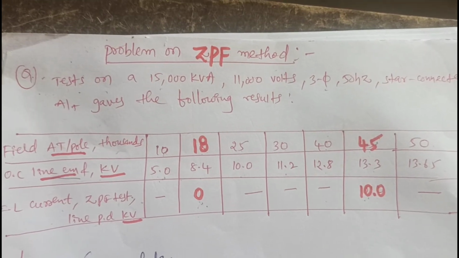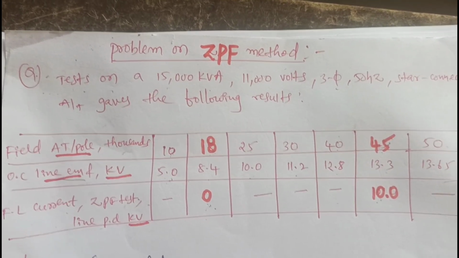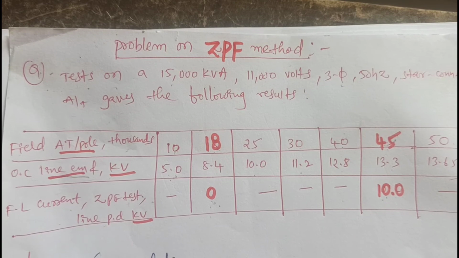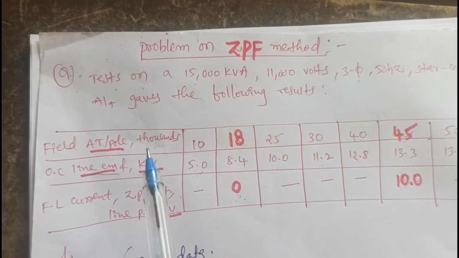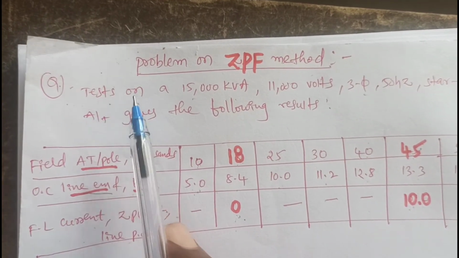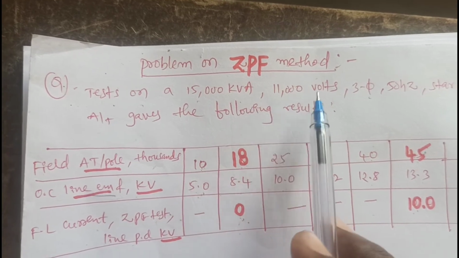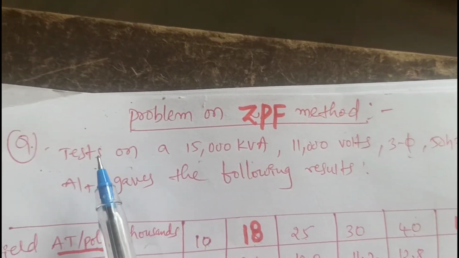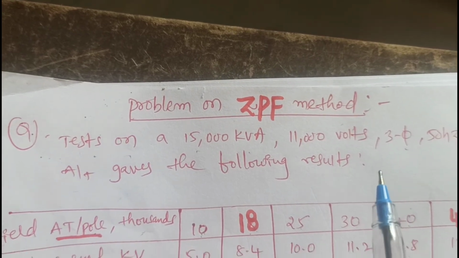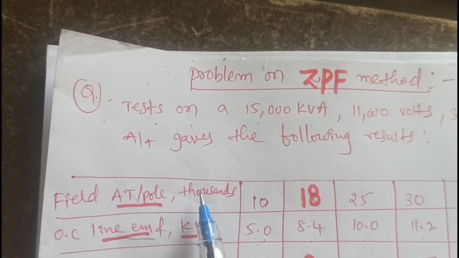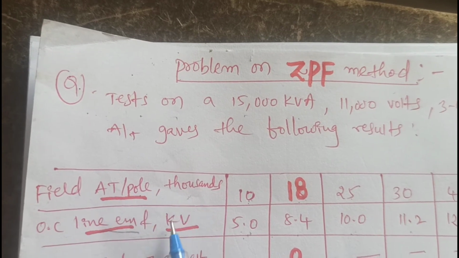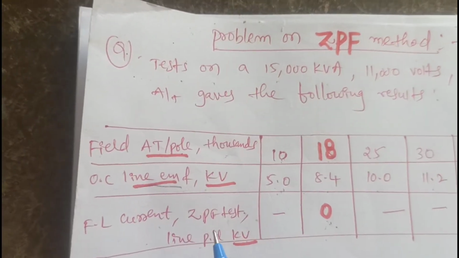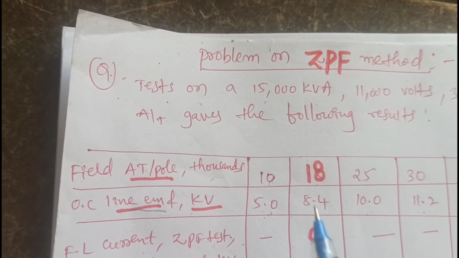Hi to all. Today we are going to discuss the ZPF method in the alternator topic. So this is the problem. Tests on a 15,000 kVA, 11,000 volts, 3-phase 50 Hz star connected alternator gave the following results. So these are the values from the OC test. Here are the two tables, and from the ZPF test you got these two values.